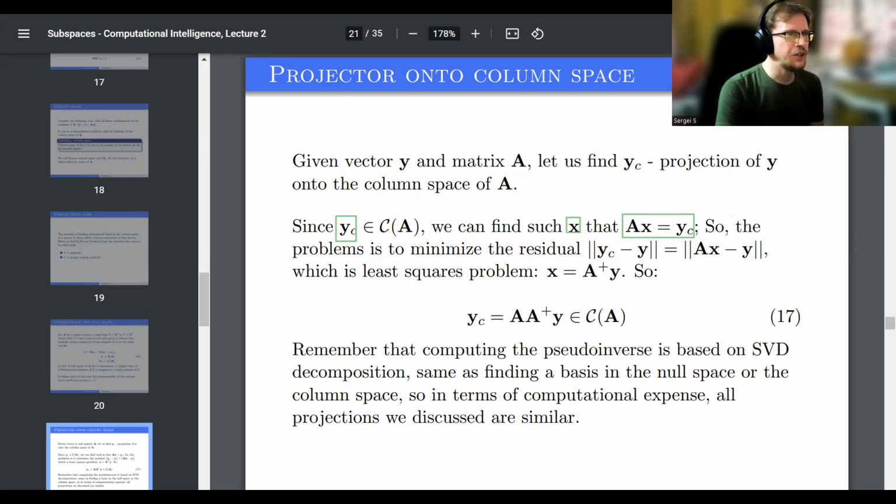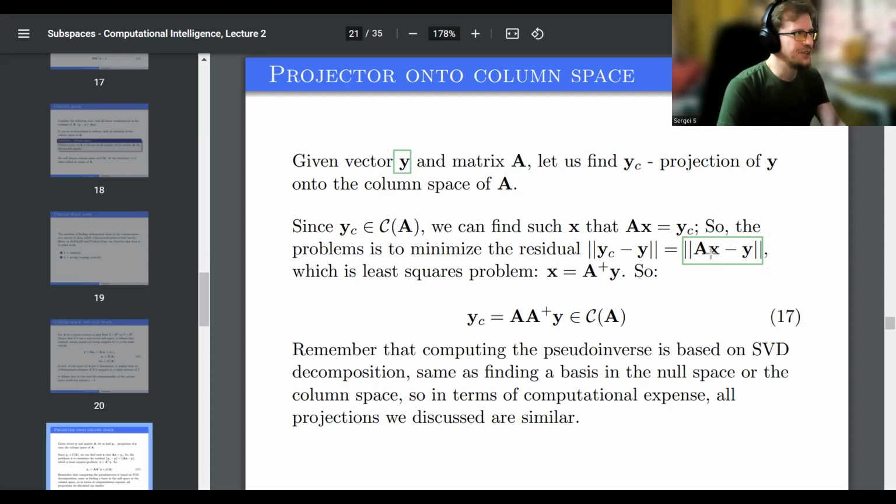All right. So we can always find such x that Ax will be equal to yc, because yc lies in the column space. That is the fact. So the problem is to minimize the difference between yc and y, since we are trying to find the projection of y onto the column space, right? And yc, this projection, can be written as A times x, right? Since it lies in the column space. So suddenly the problem becomes minimize the difference between Ax and y. Ax is this element of the column space. y is our original vector, and we already solved it in the beginning of the previous lecture. This is just a least squares problem.